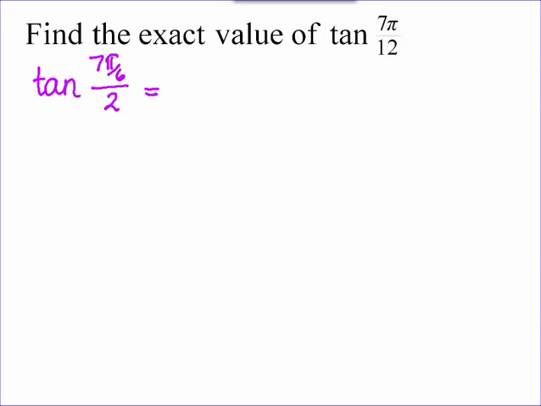So now we need to figure out which of the 3 formulas you're going to use. What one do you want to use? Let's use the second one. There's no root. You want to use the 1 minus cosine over sine? Yeah, let's do that. So really it'd be 1 minus cosine of 7 pi over 6 divided by sine of 7 pi over 6.